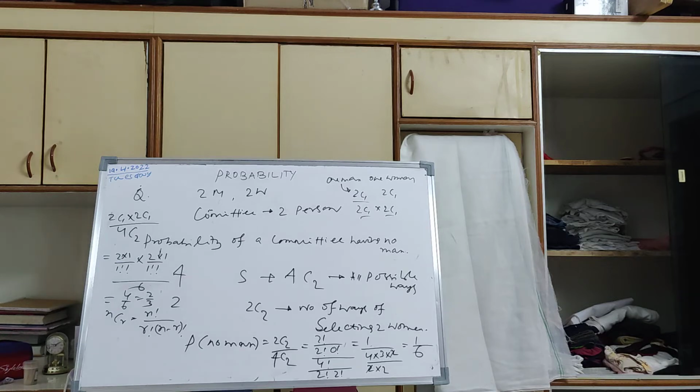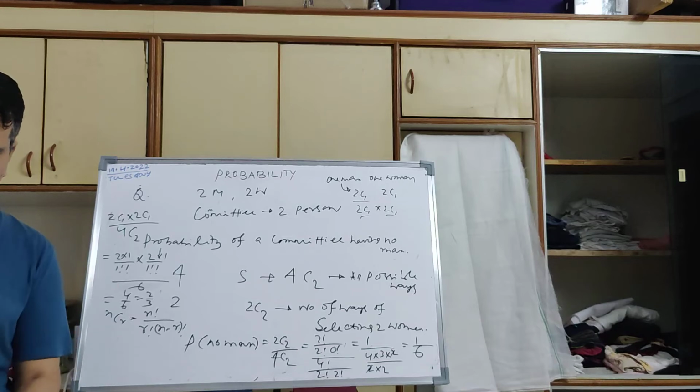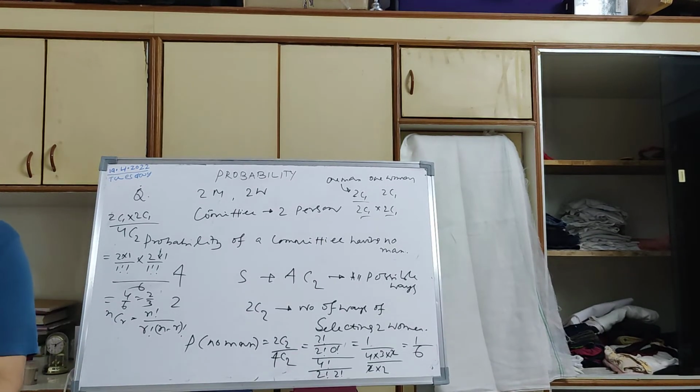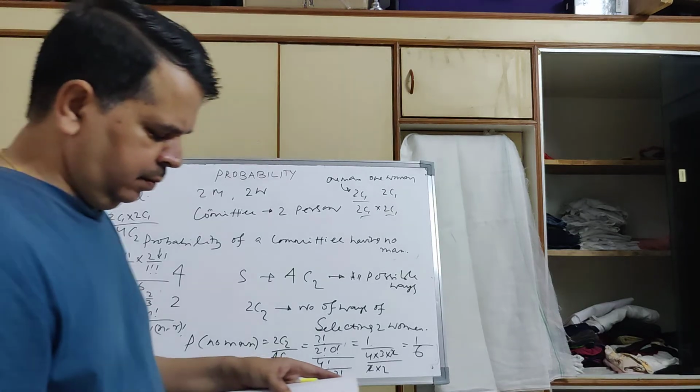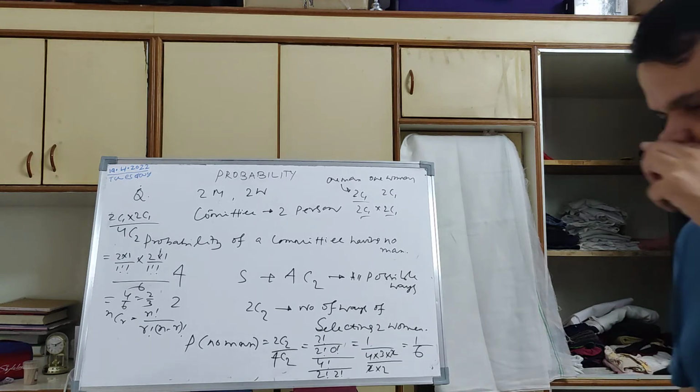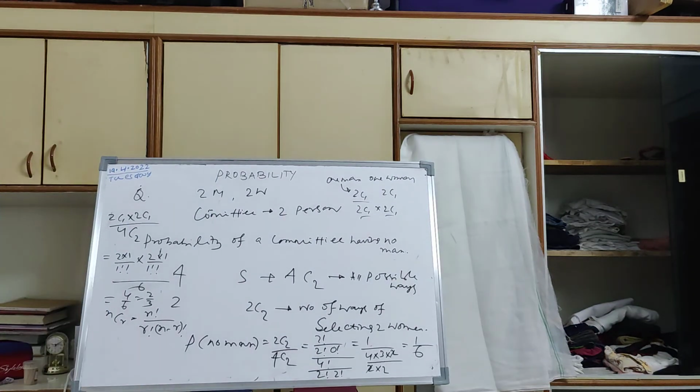Now you understand how to solve different numericals on probability. This is all the theory behind it, and using this theory you can solve any number of numericals. Take a picture of this. We will solve one more numerical.